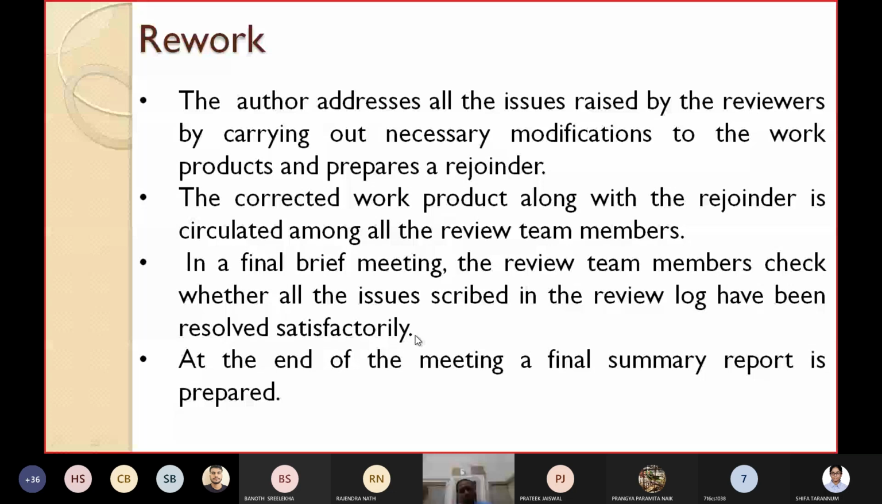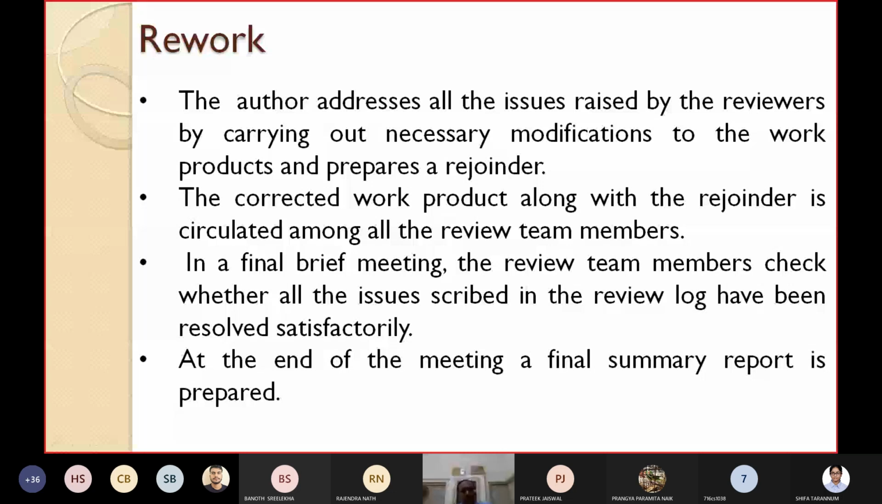So the reviewers are satisfied. Okay, all the defects have now been removed. At the end of the meeting, a final summary report is prepared. So these are the 4 steps that we have seen, those involved in the review process.